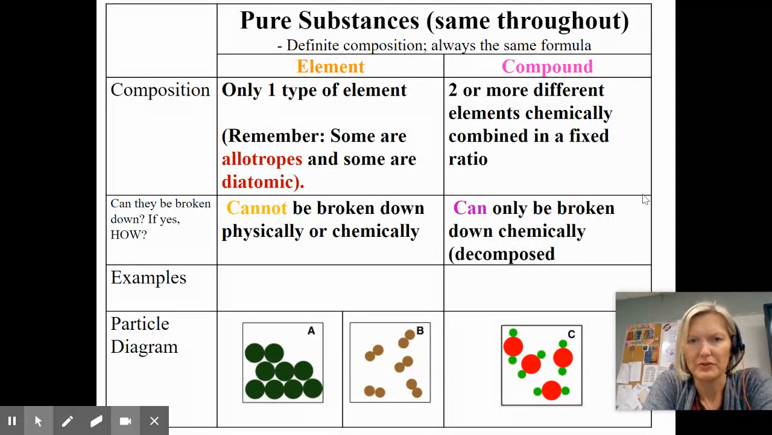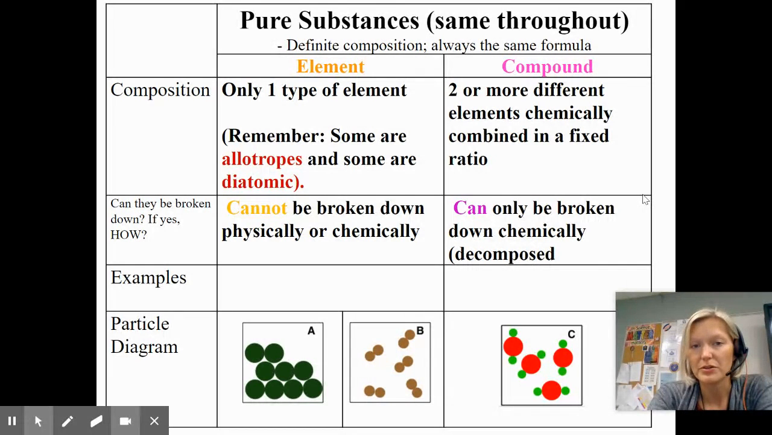So here you go. This is just the pure side. It's the same throughout. Definite composition. It's always the same formula. It is either element or compound. If it's an element, it's only one type of element. Remember, some are allotropes, some are diatomics. Those are still only one element.